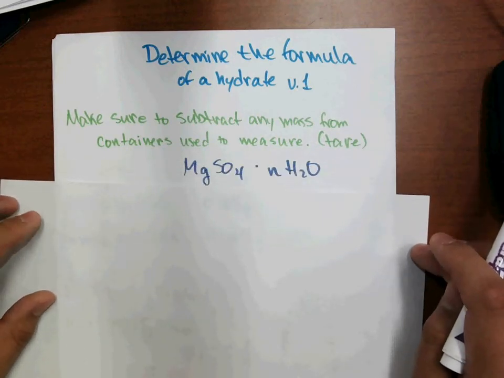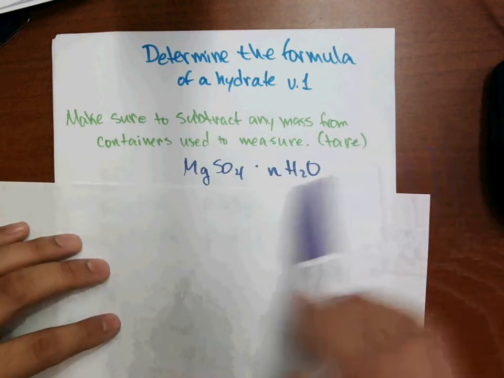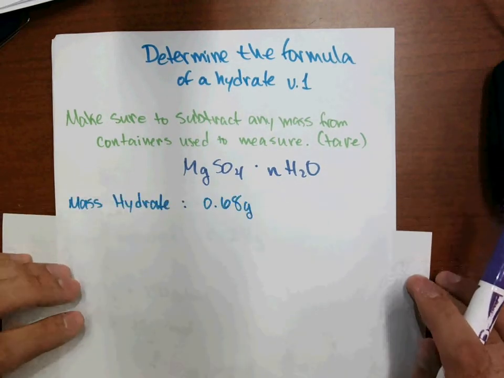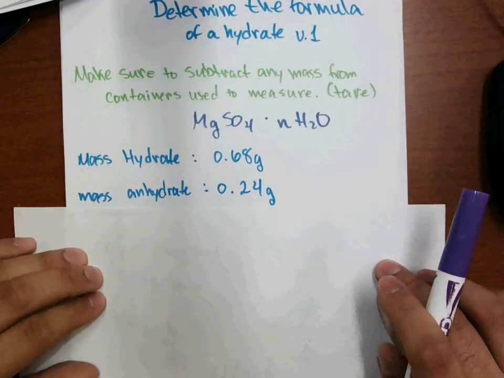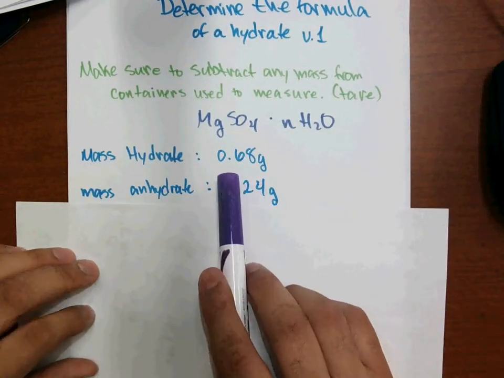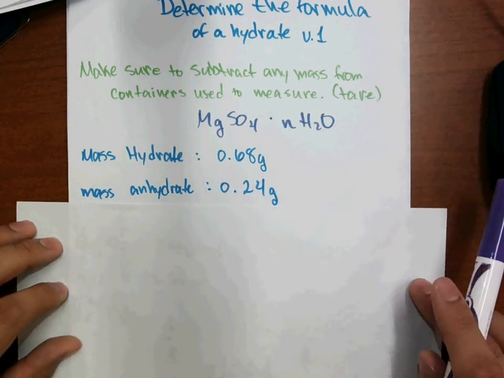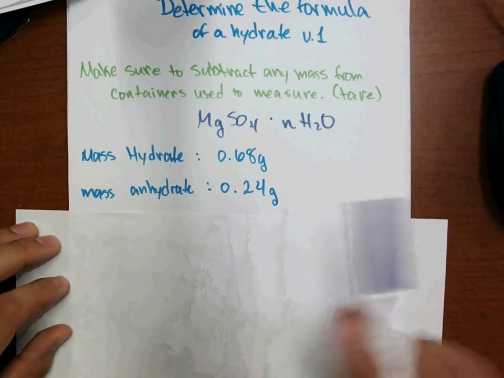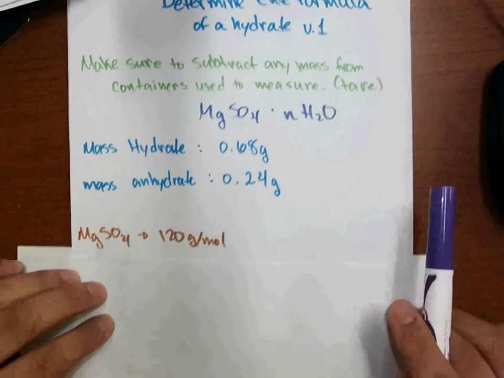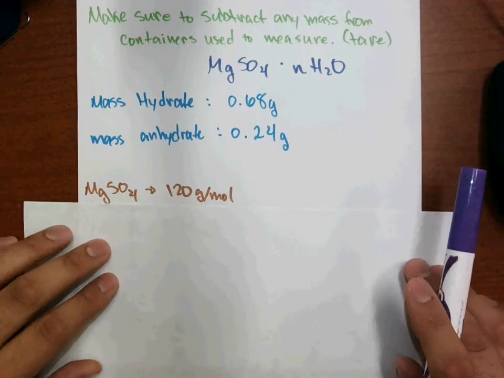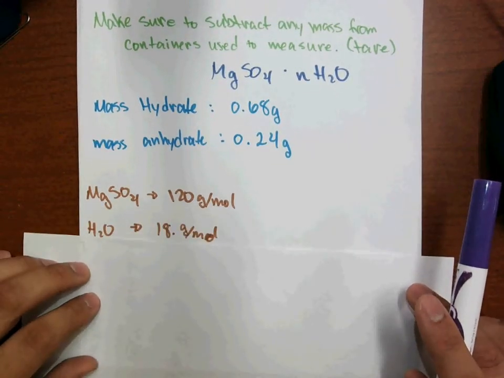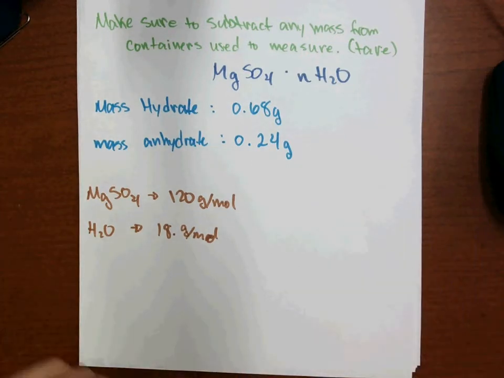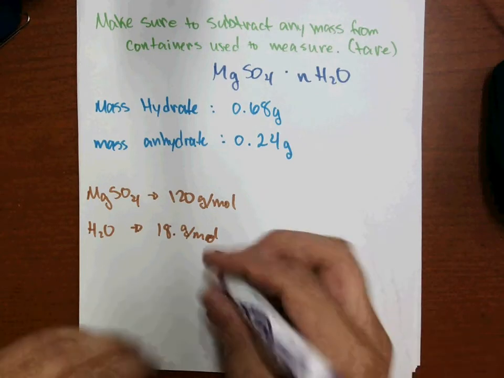Alright, so our hydrate for this example is magnesium sulfate. We're going to find the number of waters. And for this one, we have the mass of our hydrate being 0.68 grams and the mass of our dehydrated version 0.24 grams. So first thing we have to do is find the molar mass of magnesium sulfate and find the molar mass of water. Alright, so we have those written down and we've done those for quite a while now. So let's do the first step.